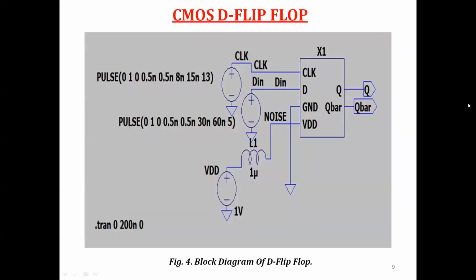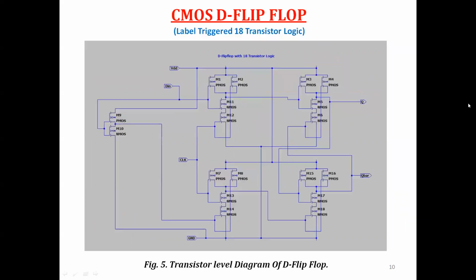In our project, we were working on a CMOS D flip-flop for reducing the power supply noise. This is the block diagram of the CMOS D flip-flop. This is the transistor level diagram of the CMOS D flip-flop. Here, a total of 18 transistors are used.